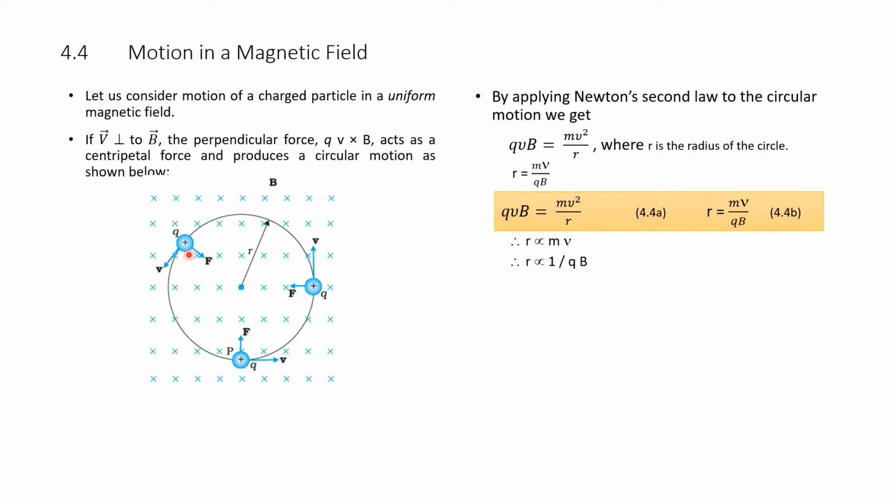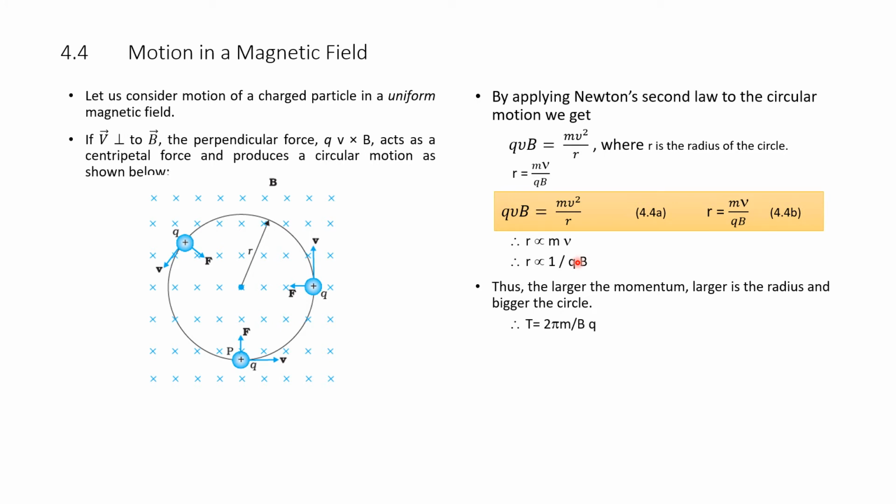This equation indicates that the motion of a charged particle is circular. Second, the radius is proportional to the mass times the velocity of the charge, and it is also inversely proportional to the charge and magnetic field. So the radius is proportional to mass and velocity, and inversely proportional to 1 over qB, that is charge times magnetic field. Thus, the larger the momentum, the bigger the radius.